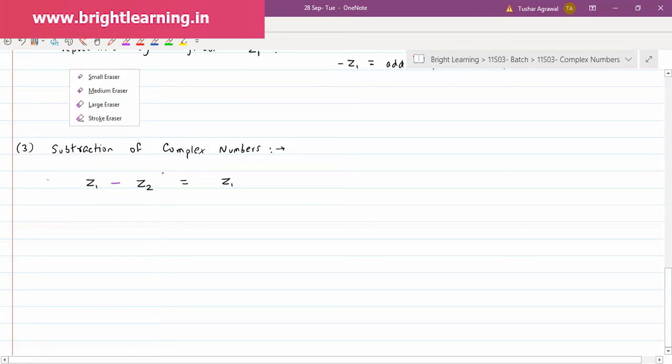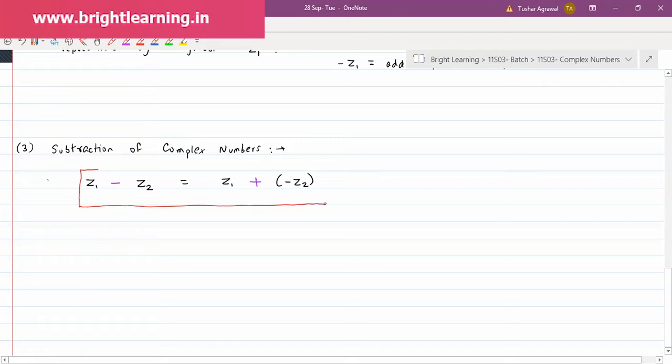The second complex number that you have, you can definitely find the additive inverse of the second complex number. Whatever is the additive inverse of the second complex number, you just add it to the first, and this addition operation is well defined. Addition we know up till now. So this is the definition of the subtraction of complex numbers. To subtract means to add the additive inverse. Got it?